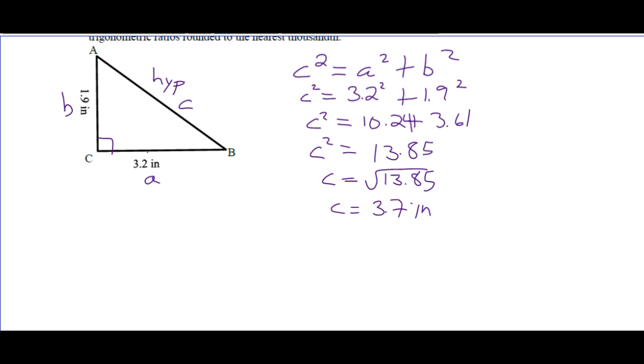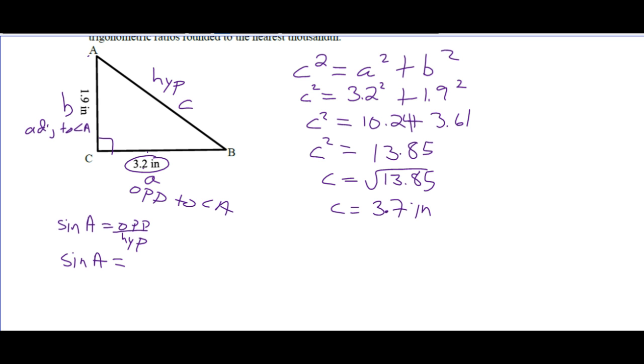Okay, so in relation to angle A, this is opposite. This is opposite to angle A, and this is adjacent to angle A. And this is the hypotenuse. Regardless, it's the hypotenuse, right? And if I'm doing stuff to the nearest thousandth, then I want to keep my little c value, right? So if we say the sine of angle A is opposite over hypotenuse, so the sine of A is opposite, which is 3.2 over the 3.72 dot dot dot.